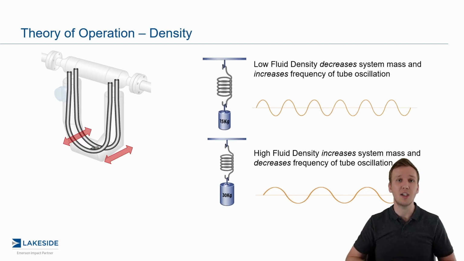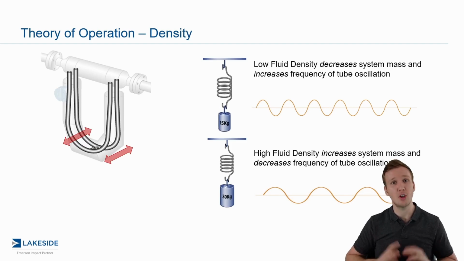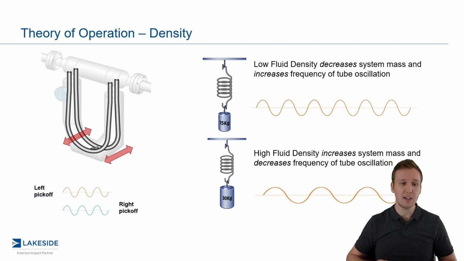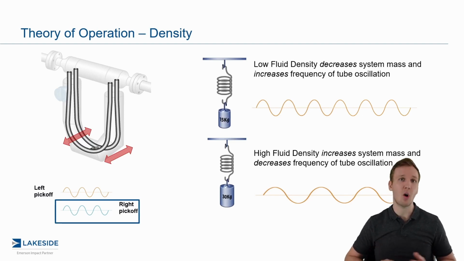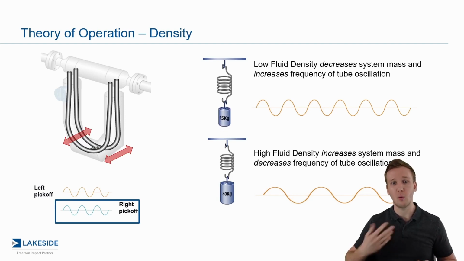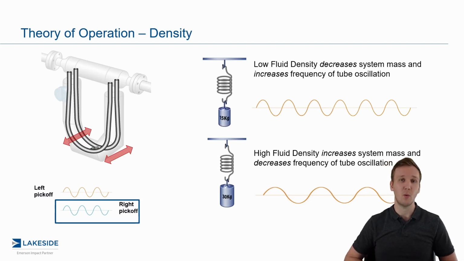Now the mass is only going to change depending on the product we have traveling through it, because the tubes should not be changing mass. And so what we can do is look at this left and right pickoff, but instead of looking for the phase shift difference, we're going to hone in on just one of these and look at the frequency that we're oscillating at. And this is proportional to the density of the fluid we have. Whether it's an oil or a water or some other liquid, that's how we measure density directly with our Coriolis flow meters.